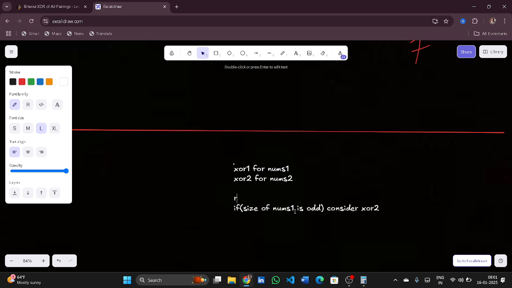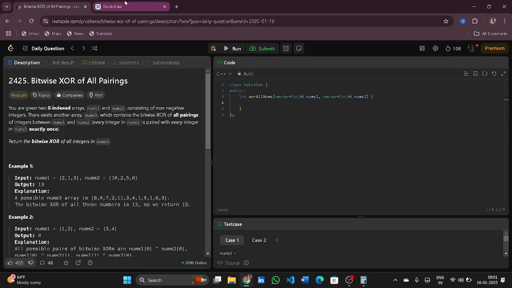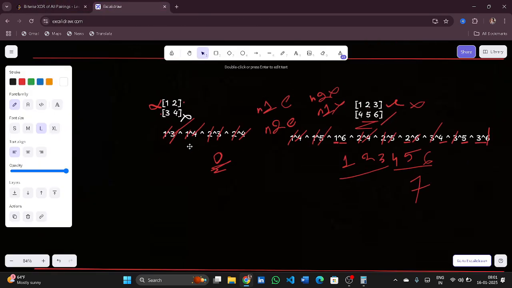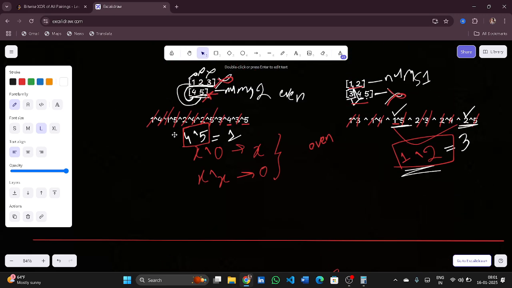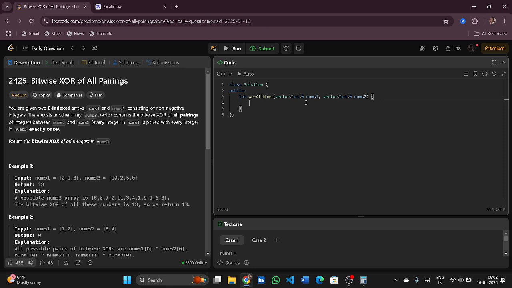Then here the result will be 0 initially, and then if size of nums2 is odd, then only consider XOR1. So considering means XORing with this result, and after these two conditions, return result. That's it. So this is an easy problem if you have marked down all these things, like only 4 conditions: if the size is even or odd, and one is even, one is odd.